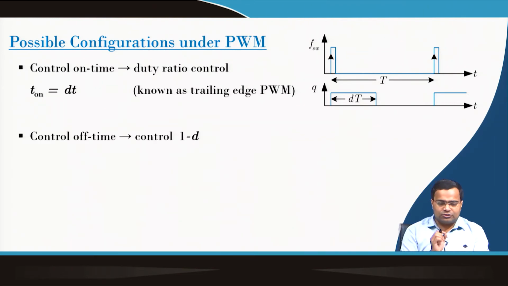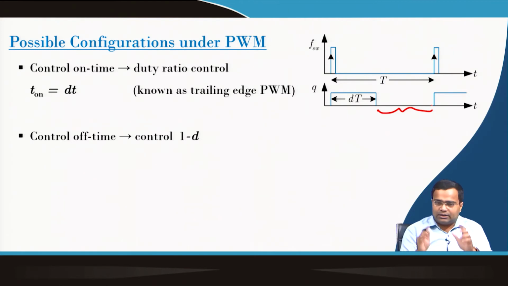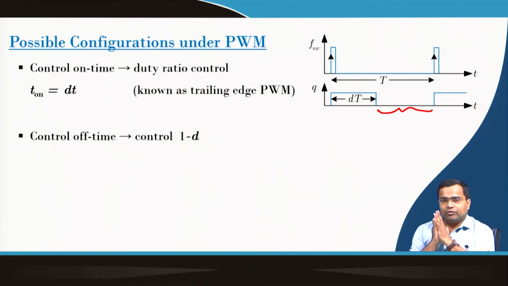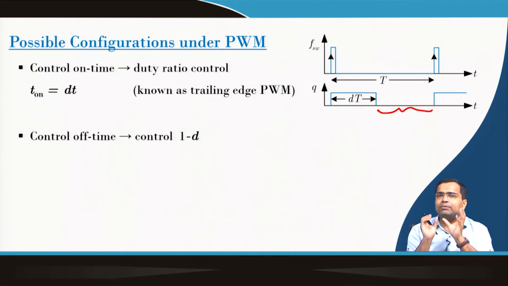It is also possible we can directly control the off time, but the total time period is constant. In this case it is called leading edge modulation, where we want to control the off time directly, and the on time will be the remaining duration, T minus off time.